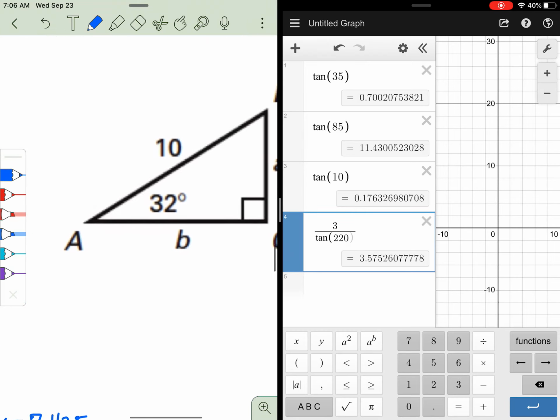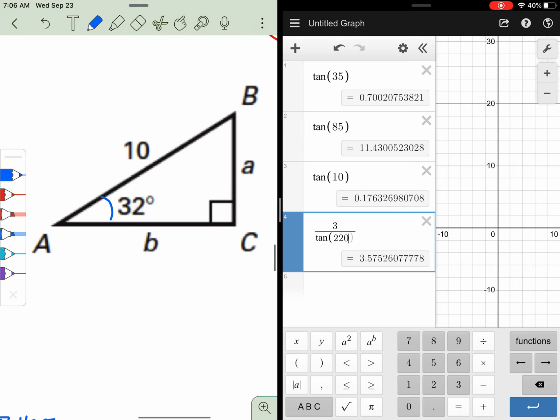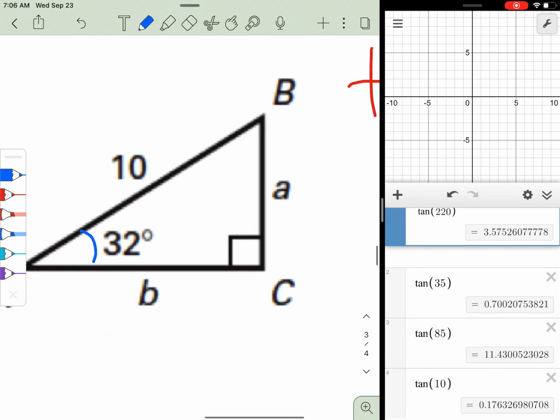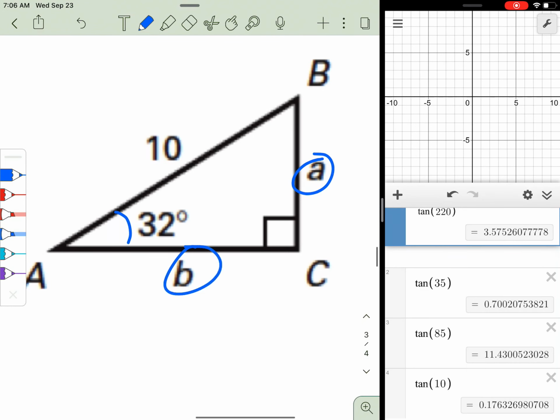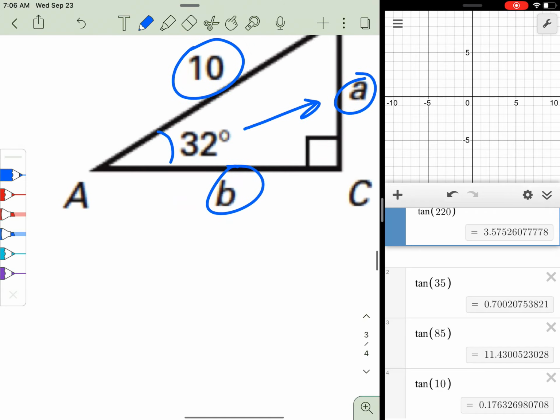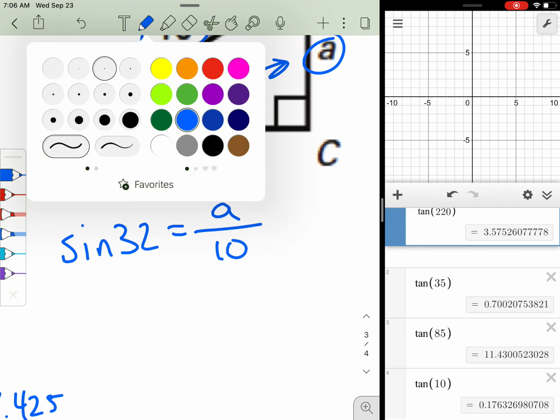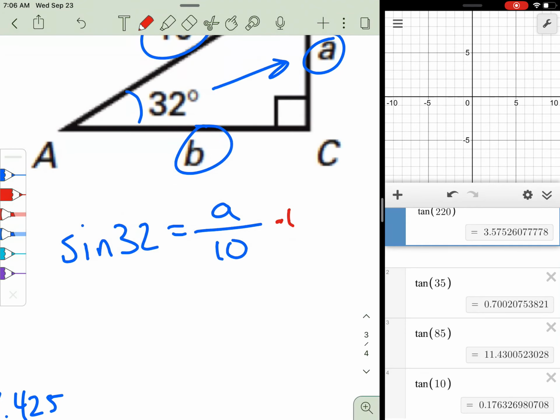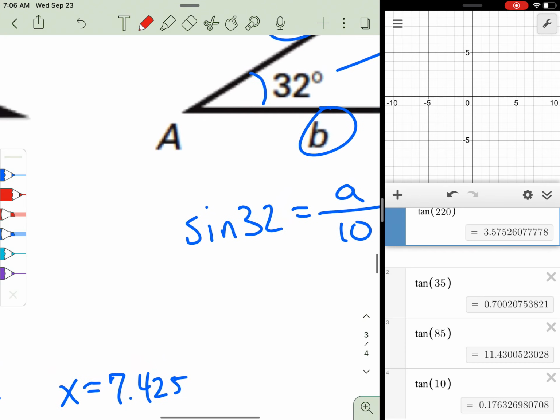Okay, same thing here. We have 32 degrees. We want to know what is A, what is B. Well, A is opposite. C is hypotenuse. So opposite over hypotenuse is sine. So we have A over 10. Okay, we want to get A by itself. So we are going to multiply both sides by 10.